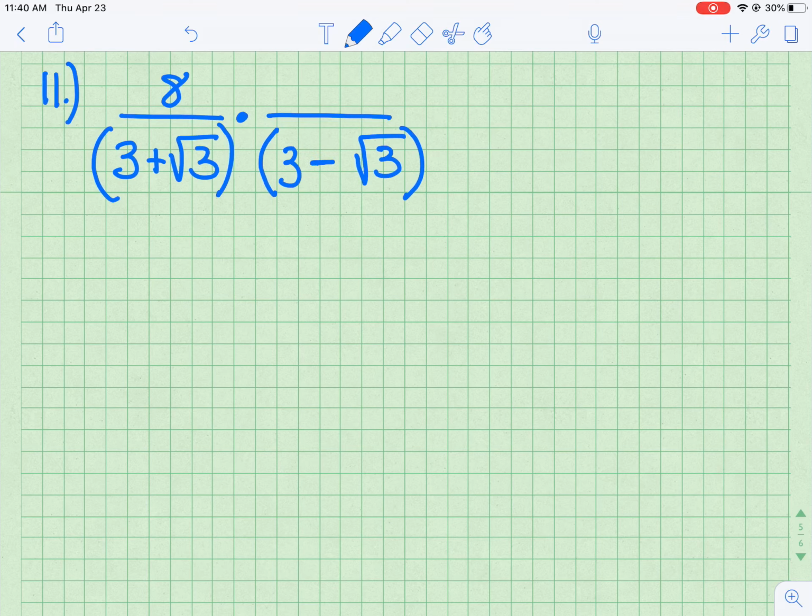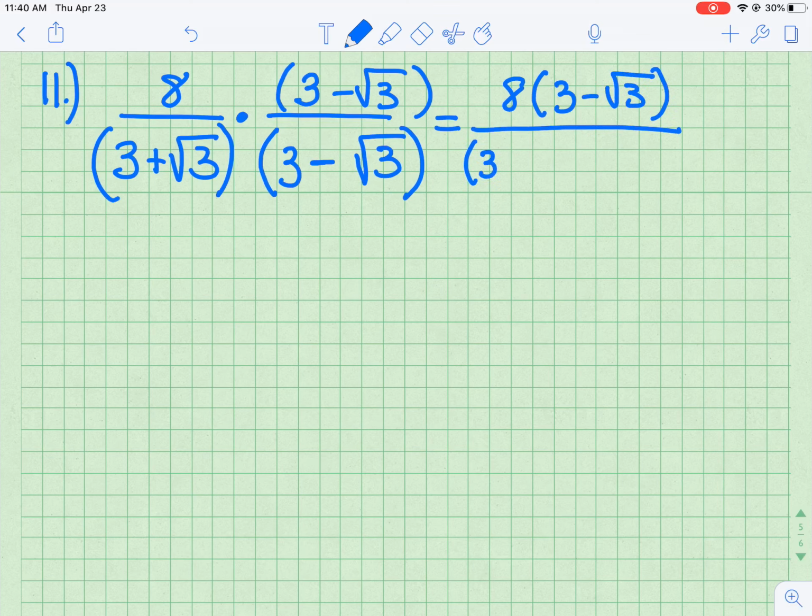Remember the rules of fractions. Whatever we do to the denominator, we have to do the exact same thing to the numerator. So it better be parenthesis 3 minus the square root of 3 close parenthesis. So then what we actually have is 8 times parenthesis 3 minus root 3 over parenthesis 3 plus root 3 close parenthesis open parenthesis 3 minus root 3 close parenthesis.